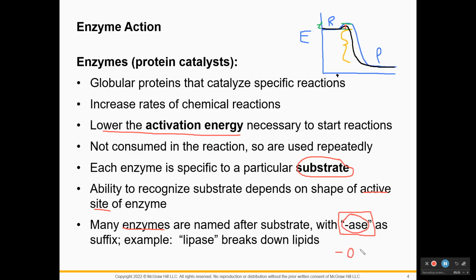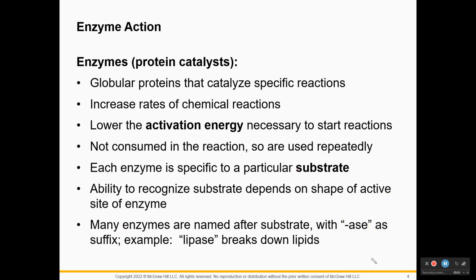People get that confused with this suffix, ose. If something ends in ose, it's a sugar. Glucose, lactose, sucrose, fructose, maltose. All of those, deoxyribose, that means sugar. ACE means enzyme. And a lot of ACEs, enzymes, break down a lot of oses, the sugars.